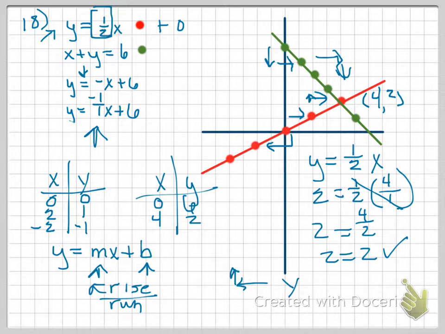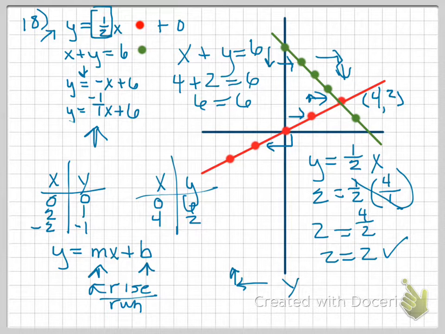And we do the other equation of x plus y equals 6. X is 4, y is 2, and we see that we have found the correct coordinates, where they intersect. So that's how you'll do 19, 20, and 21.